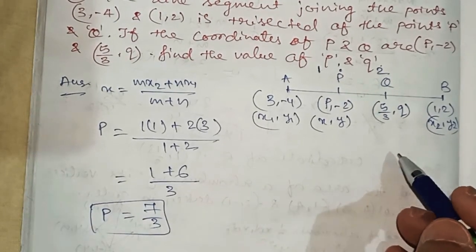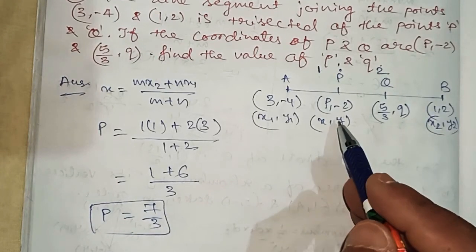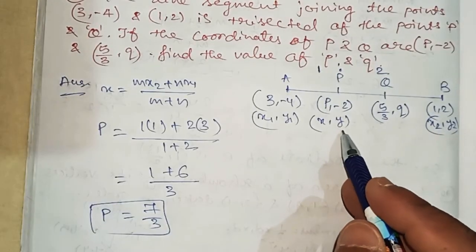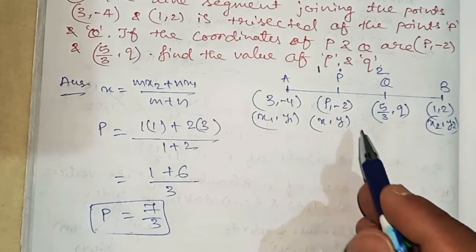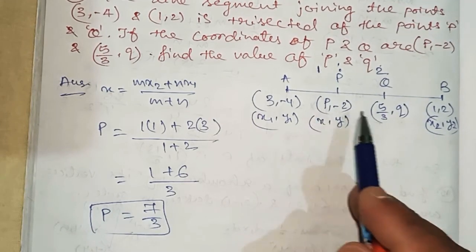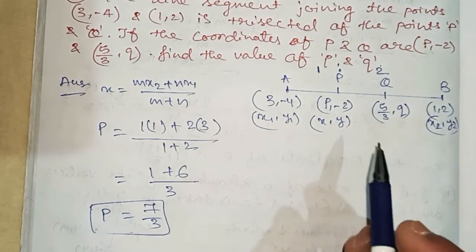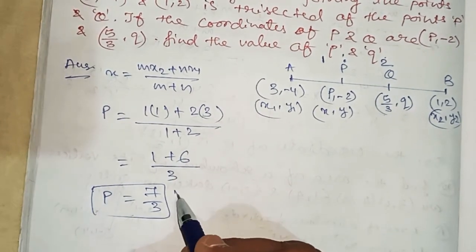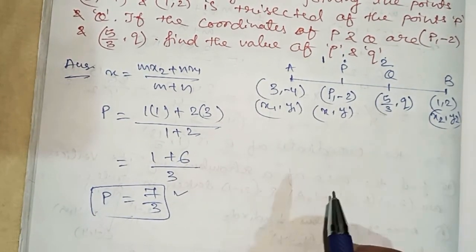Now we have to get the value of q. No need to find y, because the y value is already given as -2. We have to find the value of p and q, that much only. As I already got p, now we will find the value of q.